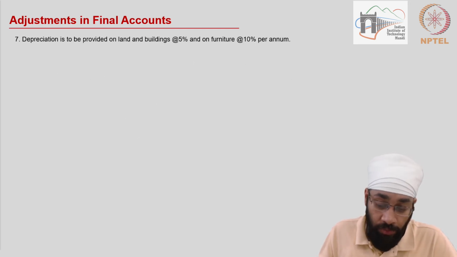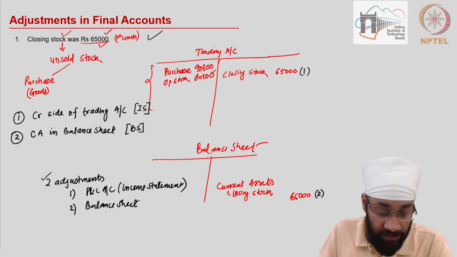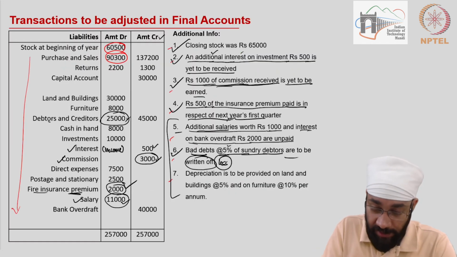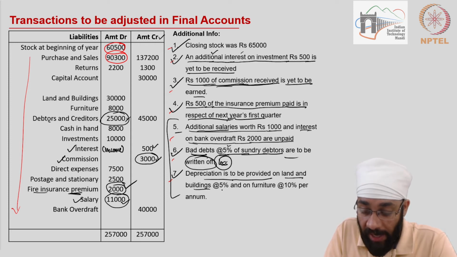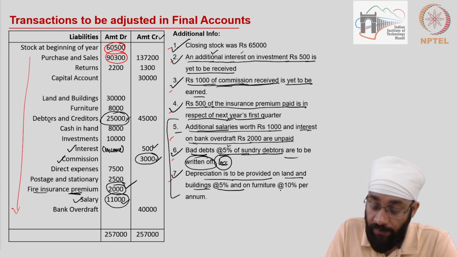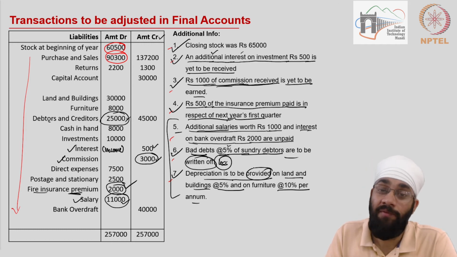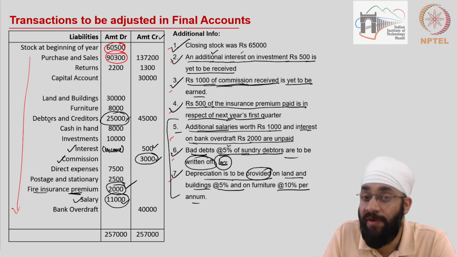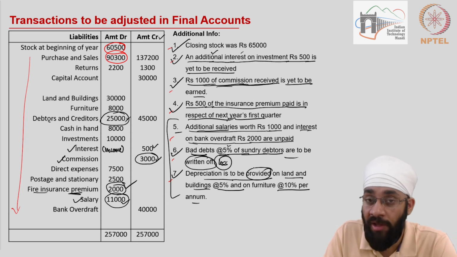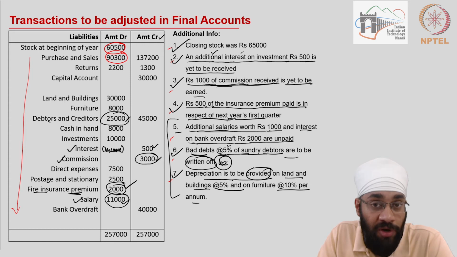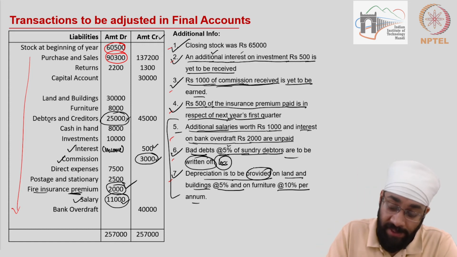All right, let's go to the last transaction. In fact, let me go to the trial balance first. So this transaction says there is depreciation to be provided on land and building at the rate of 5% and on furniture at the rate of 10%. To be provided means you have to reduce the value of this asset. That process is called providing for depreciation. Sometimes it's also called charging depreciation, right?